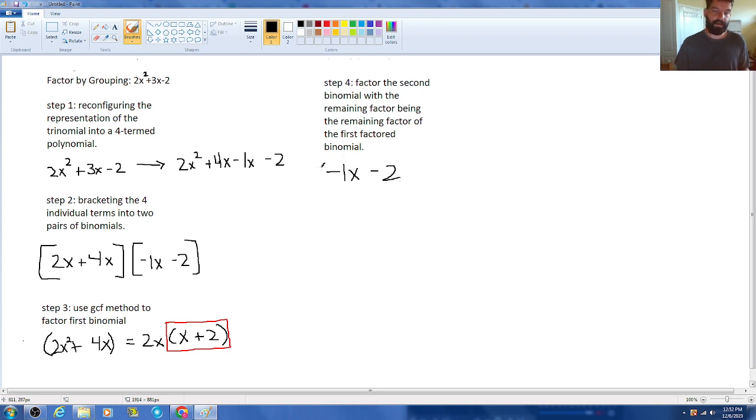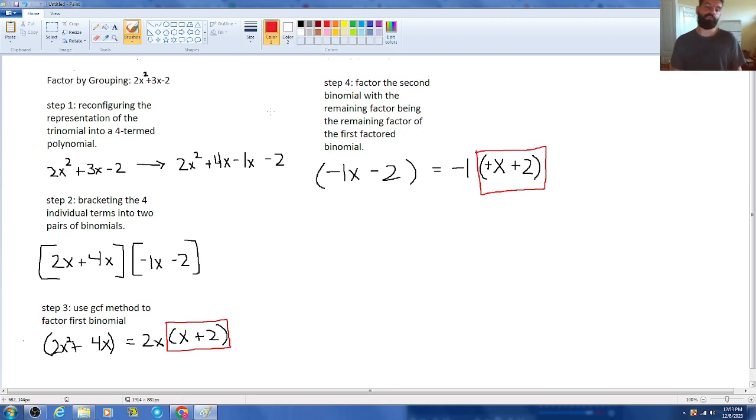if I factor out a negative 1 as a greatest common factor, I'm going to force a sign change on each of these terms of negative 1x and negative 2, causing it to become positive x plus 2. And that is the same as our remaining factor that we got from the first binomial we factored, and that's what our goal is. It was to find the common factor that they share.